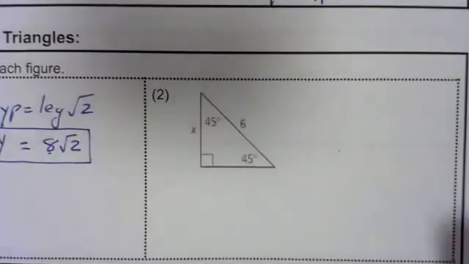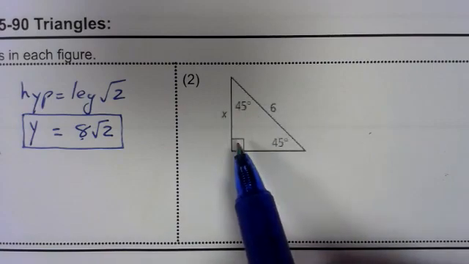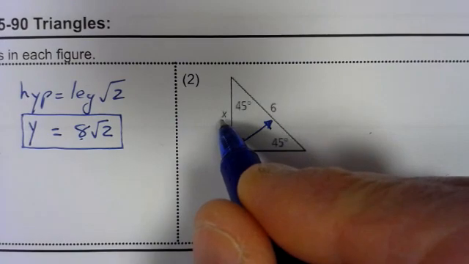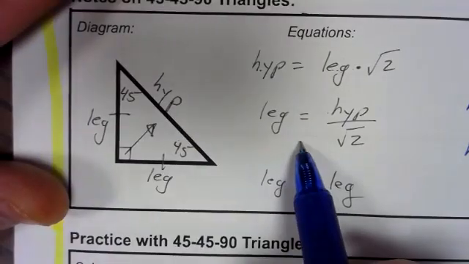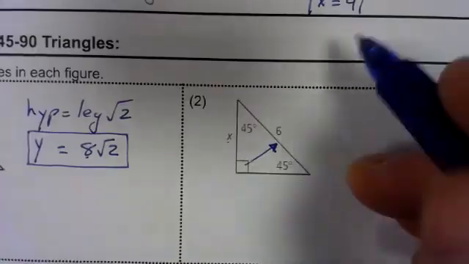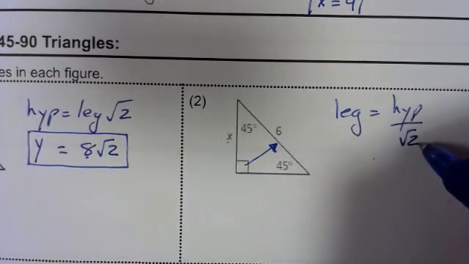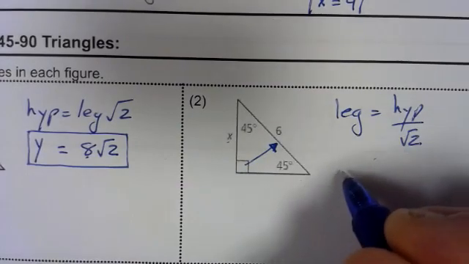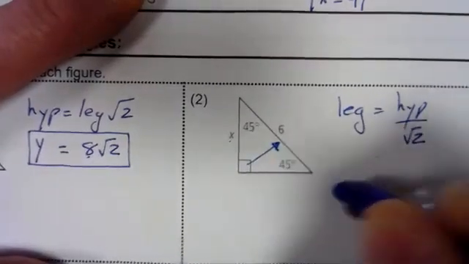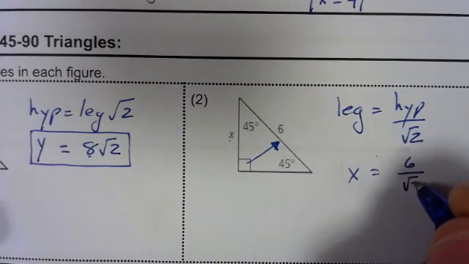All right, number 2. Number 2 says X is here on the leg, and I have 45, 45, 90. Okay, my hypotenuse is 6, and then I'm solving for my leg. So in this case, what I'm going to do is go up here to this equation where it says leg equals hypotenuse divided by root 2. Solve for that one. All right, so leg equals hypotenuse divided by root 2. Now I plug in what I know and I solve for what I don't. Leg is X, so I can plug that in. 6 is my hypotenuse divided by root 2.